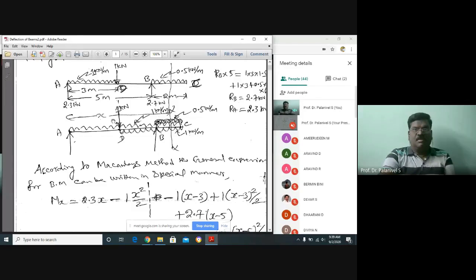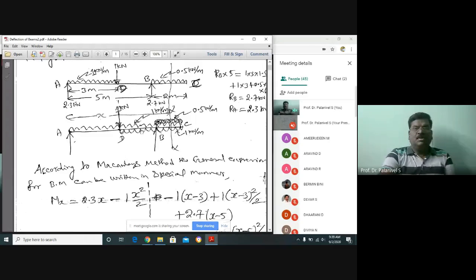Minus 1 into x. From A, the 1 kilonewton load is at 3 meters, and the section is situated at distance x, so it is x minus 3. I have written 1 into x minus 3 as the moment. In this portion DB, not only the 1 kilonewton, there is also an upward UDL acting. Since it is upward, it takes a plus sign, plus the upward UDL of 1.